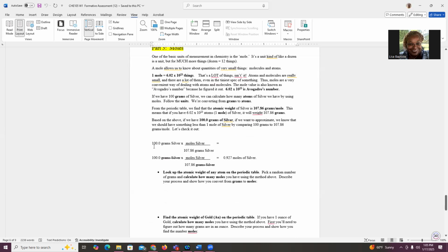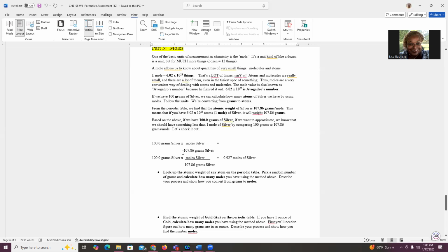And so you have 100.0 grams of silver, and you want to find how many moles of silver you have. And so this number came from the periodic table, which you have a periodic table within the classroom itself. You have access to a periodic table. There also, if you Google periodic table, you'll see a periodic table pop up. Okay. But silver has the symbol Ag.